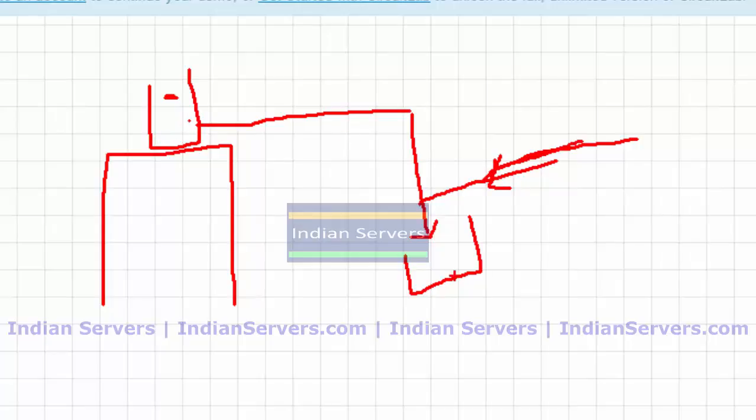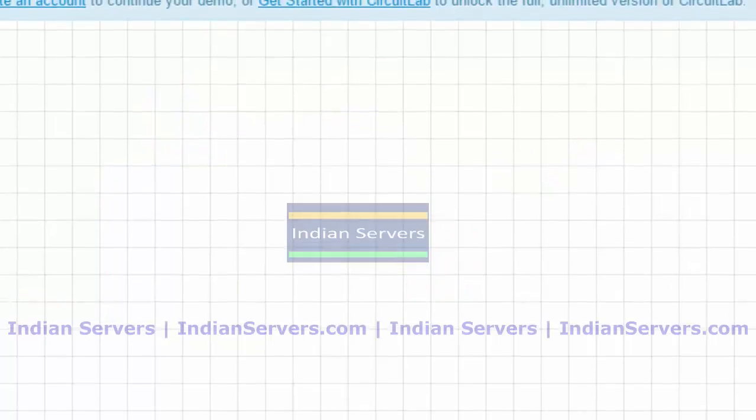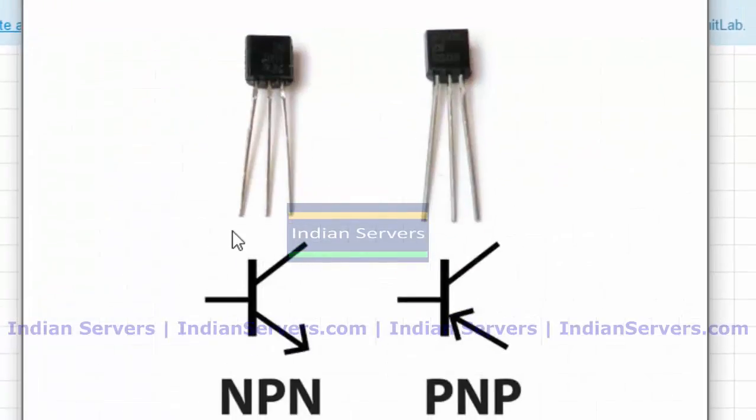The same scenario will apply for the transistor. If you see a transistor, every transistor will have 3 terminals: emitter, base and collector, where the middle one is base. So base will act as a tap, emitter will act as a tank, and collector will act as a container.